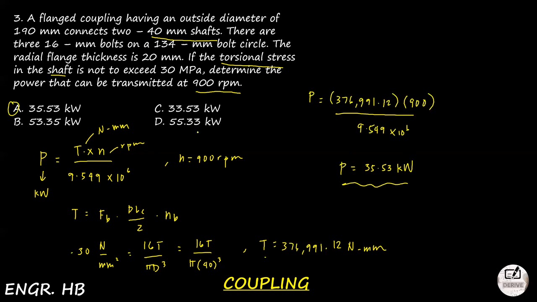And another reminder guys is that beware dito sa medyo magkakamukhang figure. Kasi sa isang tingin mo, pwede mong masulyapan si C, pero yan 33, tas may 5. So parang the same, di ba? So be careful din sa pagbabasa ng mga choices. So that was letter A, 35.53 kilowatts.